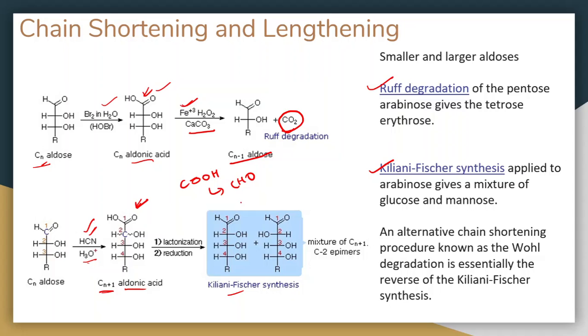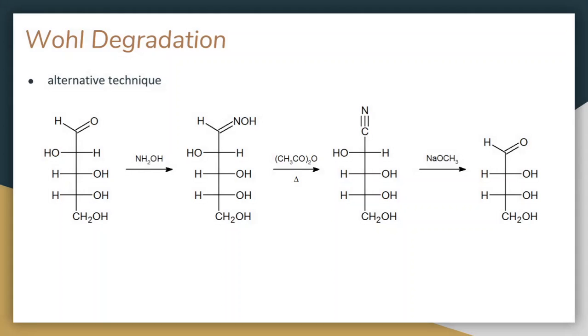Okay, so reduction is required, and upon reduction what is formed? A sugar which has Cn+1 carbon atoms. So this is the example of a chain lengthening reaction, which is the Killiani-Fischer synthesis. There is another degradation, chain shortening reaction, which is called Wohl degradation.